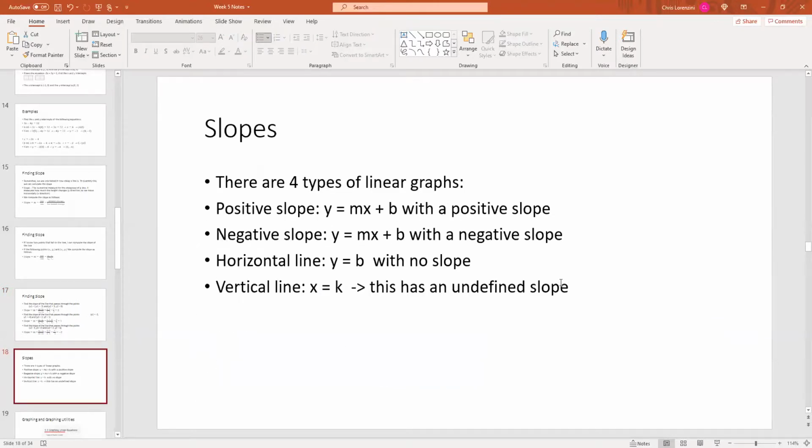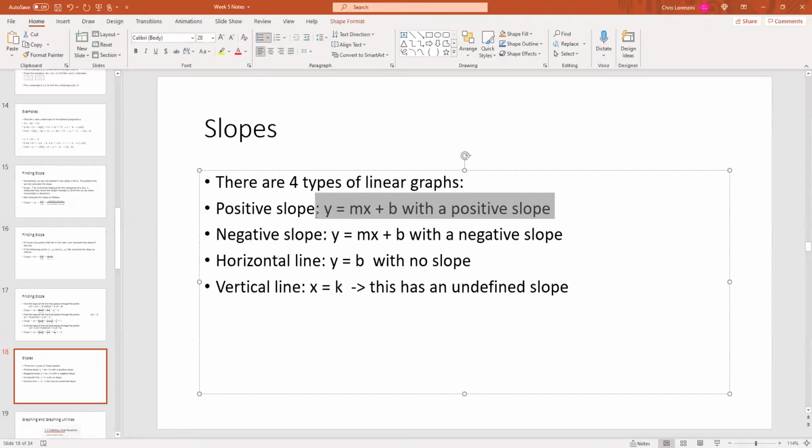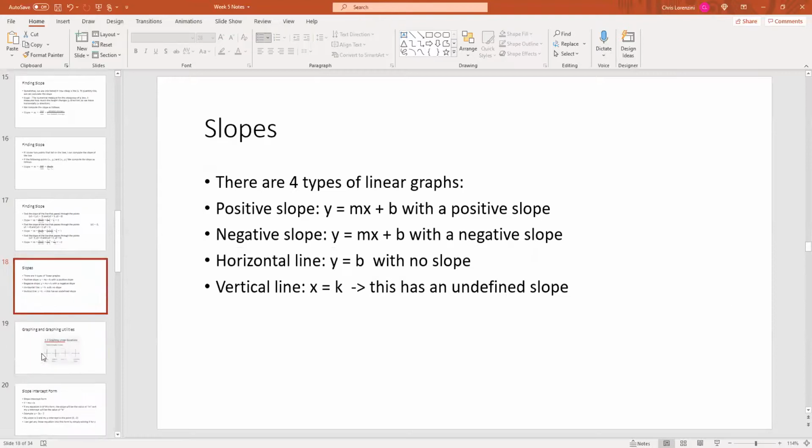So there are four main types of linear graphs, and they all depend on the slopes. There is a positive slope, which is y equals mx plus b, where when we solve it, our slope is positive. There is a negative slope, when we solve y equals mx plus b and our slope is negative. There is a horizontal line. A horizontal line comes up when there is no slope. And then we have a vertical line. A vertical line is a situation where we have an undefined slope. We'll talk a little bit about those coming up.